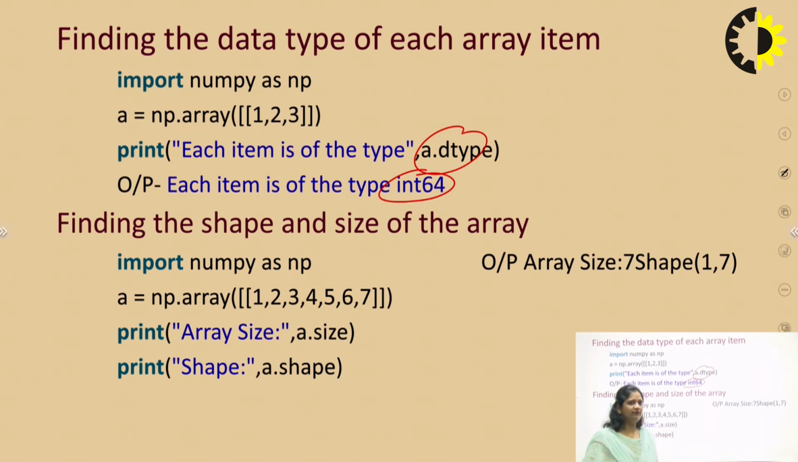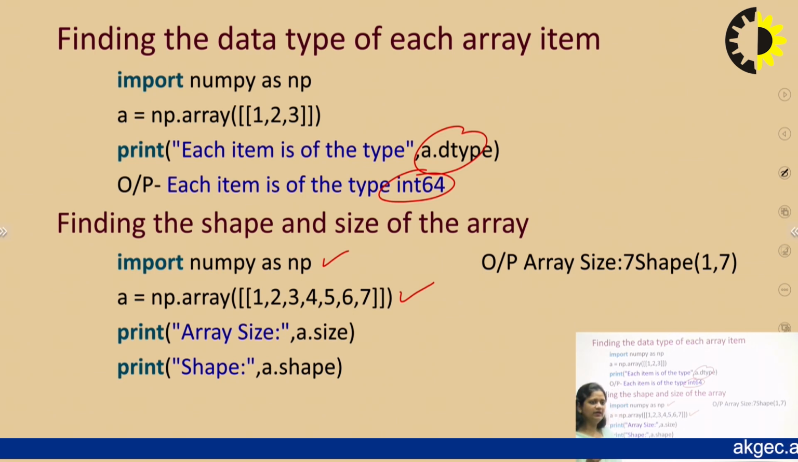Okay, now we have to create a program in which we have to find the shape and the size of the array. So first we have to import numpy as np. Then we have to create an array list in which we have to find out the shape and size of the array. So first step, import numpy as np. Second step, as similar to previous, create an nd array object. Then what we have to calculate? Shape or size. Then size and shape.